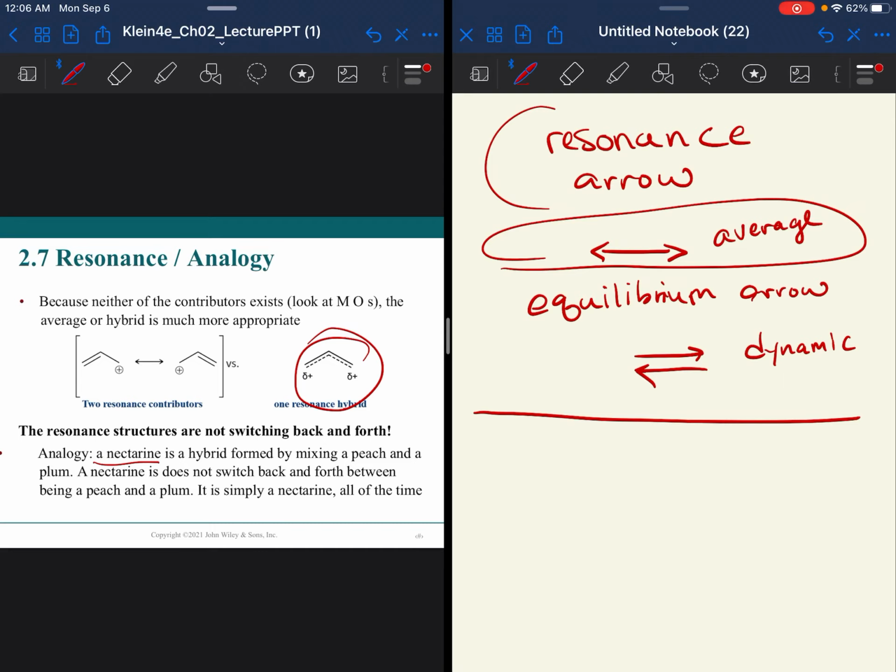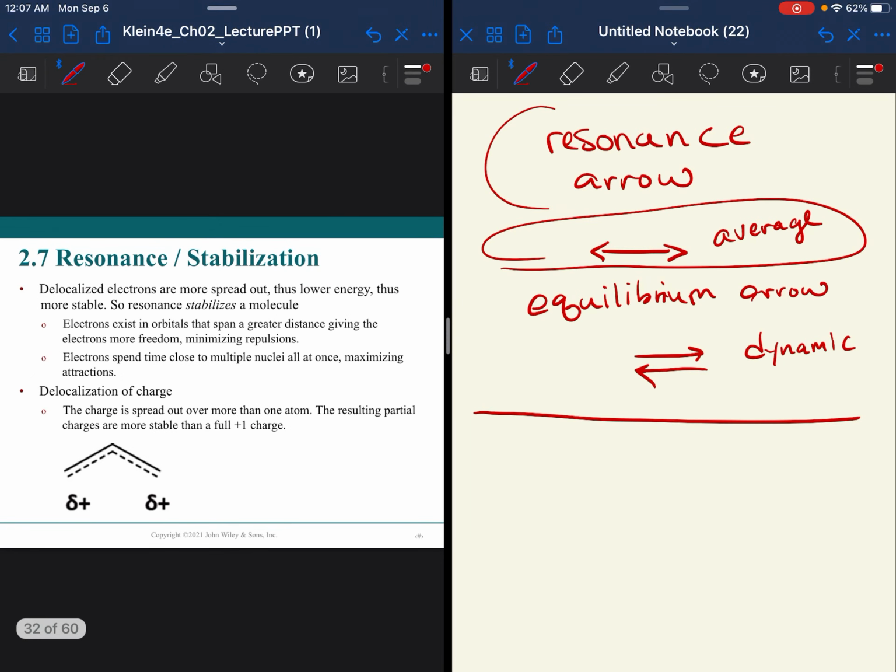That's kind of what we think about with this resonance hybrid. Now, this is a very simple example. Resonance hybrids with dotted lines aren't always possible to be drawn, but it does help you to visualize, right? It's never a full plus charge on one carbon and a full double bond. It's always some mixture where you get partial positives and you get something between a single and a double bond.